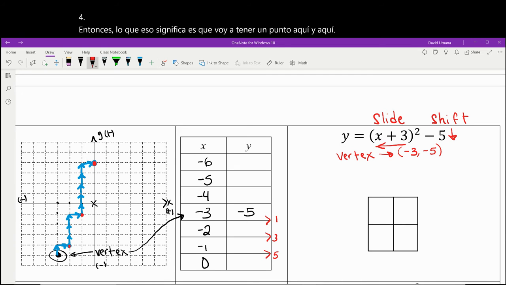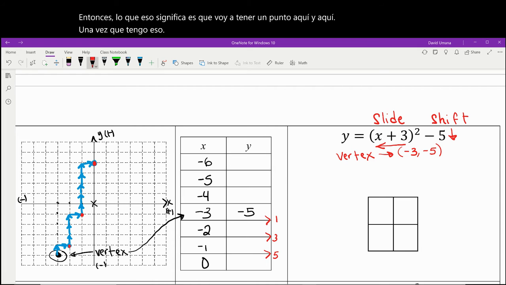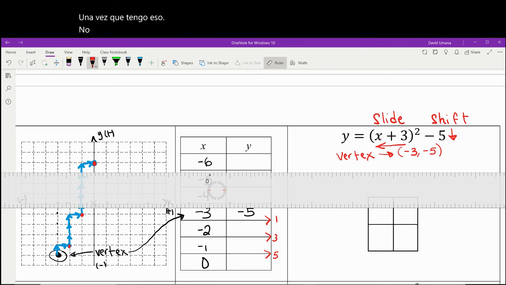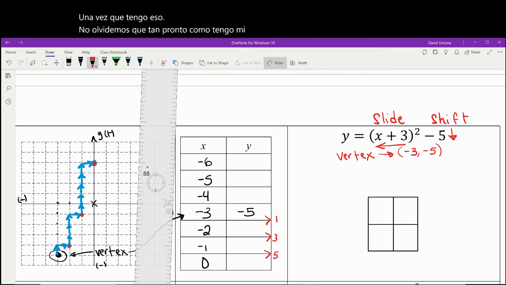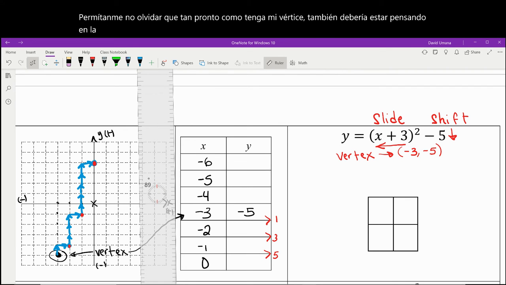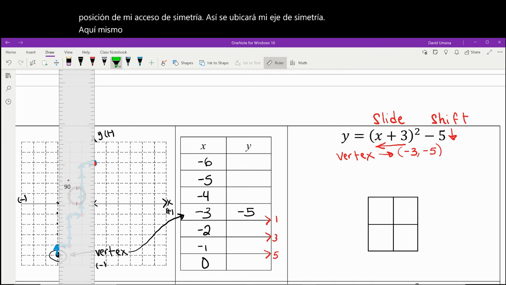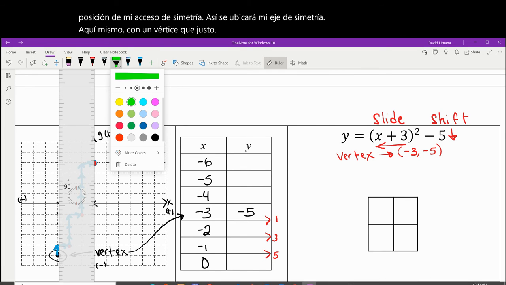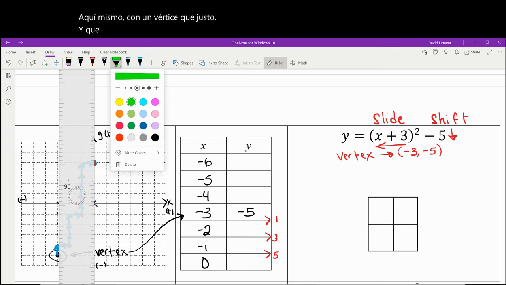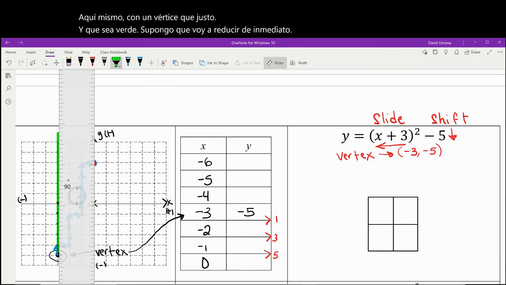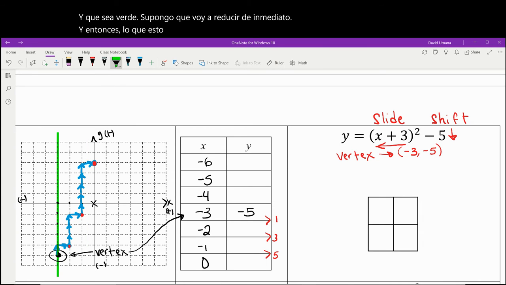Now, once I have that, let me not forget that as soon as I have my vertex, I should also be thinking of the position of my axis of symmetry. So my axis of symmetry will be located right here where the vertex touches. And let's make that green, I guess. I'm just going to cut right down. And so what this gives me is what I'm going to commonly refer to as my axis of symmetry.